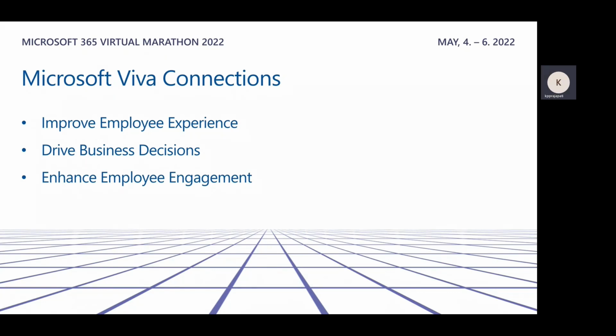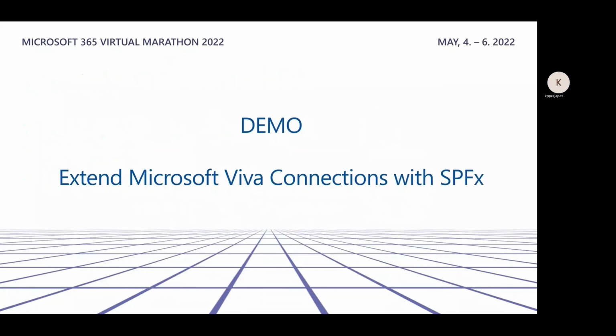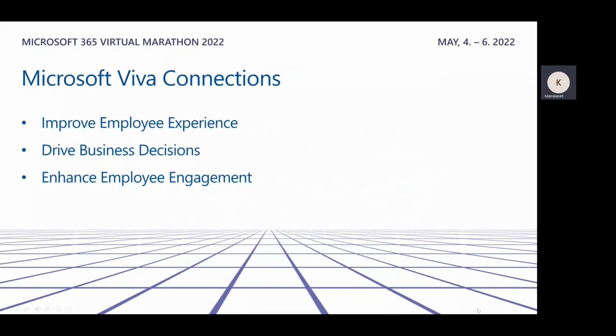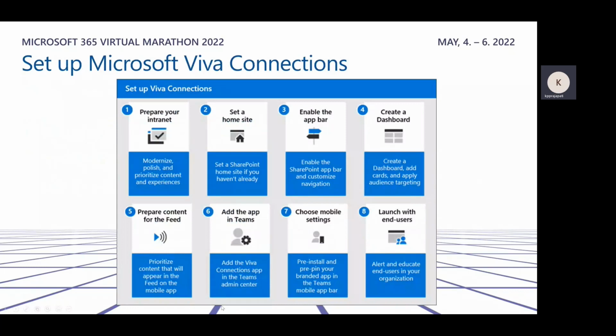So now let me jump into how you can set up Microsoft Viva Connections. There are 8 steps you can see here in this image. First, you prepare your intranet portal. Then you have to set up a home site. That's the prerequisite: if you want to use Viva Connections, then your site should be a home site or associated as a home site.